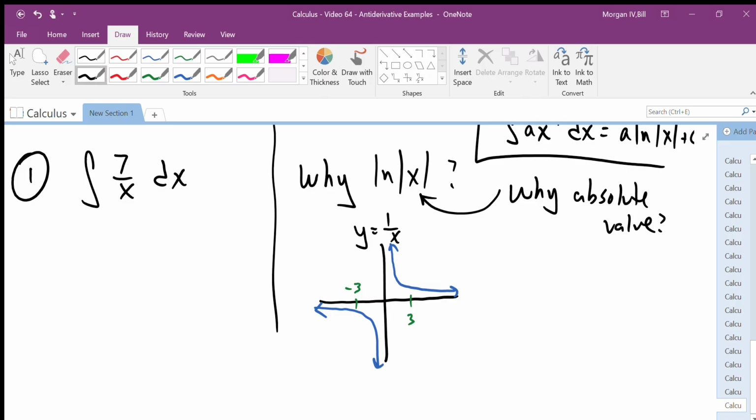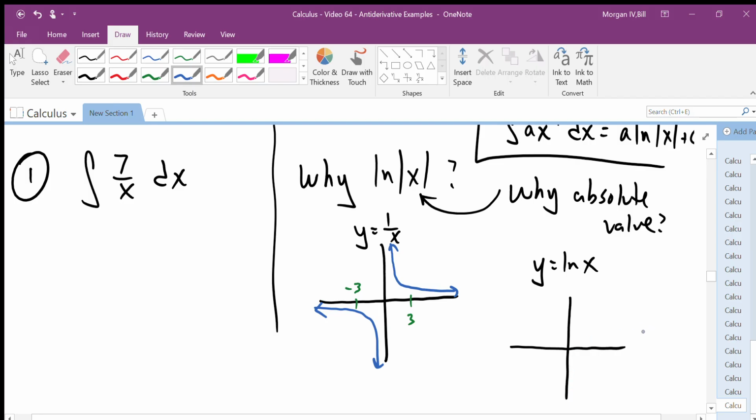But when we graph y equals the natural log of x, what we notice is y equals natural log of x is only defined for x greater than 0. Looks like this. There's that vertical asymptote at 0. It's only defined for x's that are greater than 0. That's a problem because my original x's could have been negative.